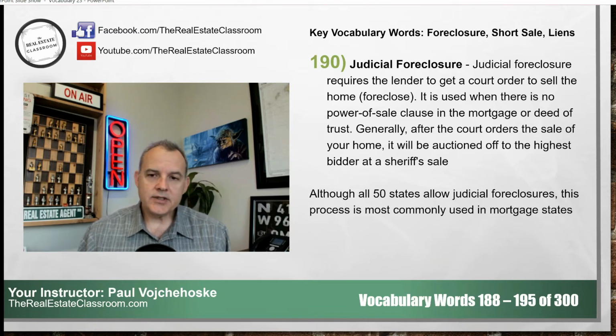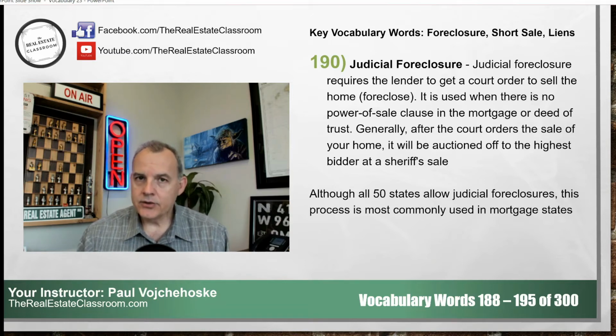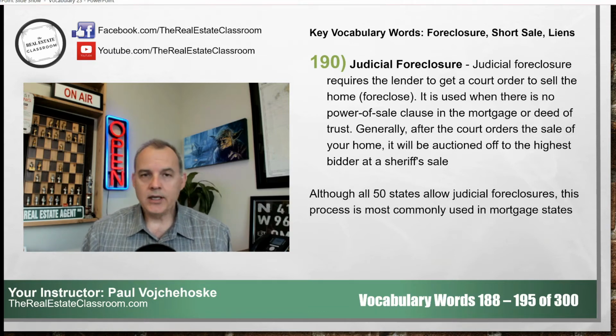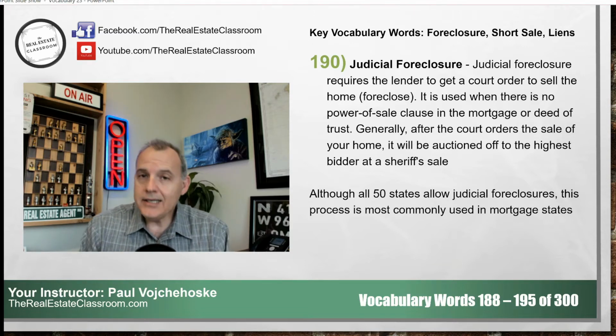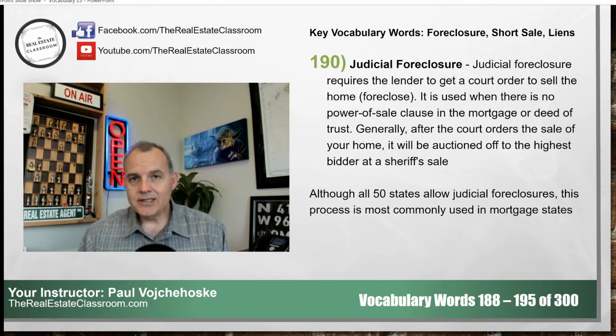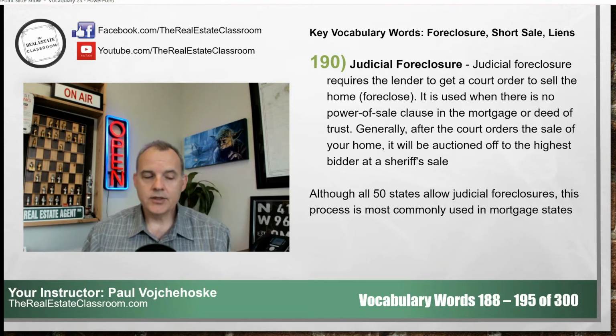And understand that all 50 states allow a judicial foreclosure. This is most commonly used, however, in what we call mortgage states, like Iowa, where the lender uses the mortgage process when they loan money on a parcel of land, versus other states like Nebraska, where I am. We're a deed state and we use a deed of trust or the trust deed. So there are deed states and mortgage states, and the mortgage states typically use judicial foreclosures. They have to get the court's blessing and the court order before they can do a foreclosure.